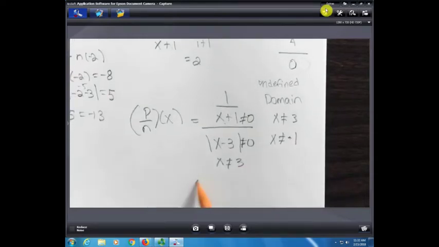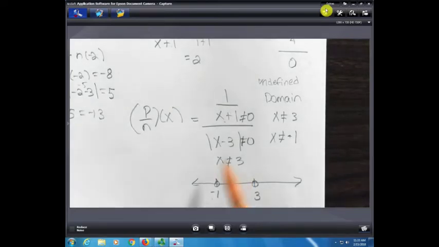So let's write that out. Let's put this on a number line. Negative 1 is smaller than 3. And I know I am excluding both of those, so I just put an open circle or parentheses on those. Now let's test these 3 intervals. The interval less than negative 1, the interval in between negative 1 and 3, and then the interval greater than 3. Give me a number that's less than negative 1.